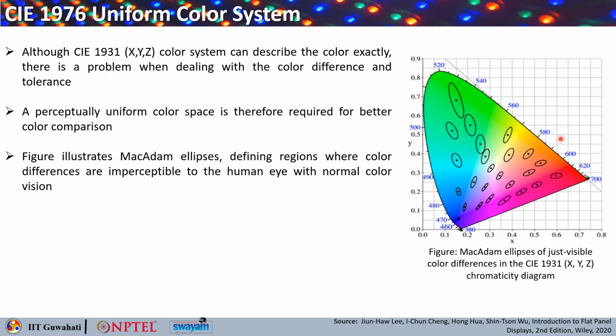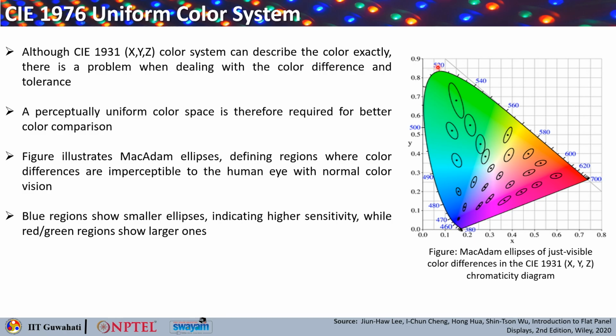So what is the problem that can be highlighted here? You can see this particular figure shows the McAdam ellipses. These ellipses define a region where color differences are not perceptible to the human eye with normal color vision. That means any normal human will not be able to differentiate the colors which lie within these ellipses. This is the 1931 XYZ chromaticity diagram with the McAdam ellipses shown.